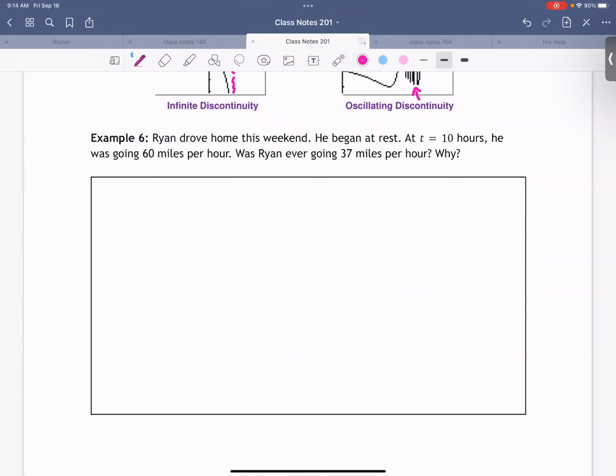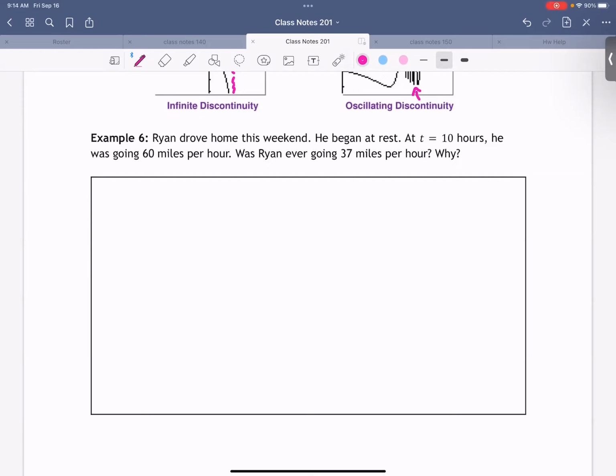But he began at rest. Let's say the car was at a resting point in the beginning. And he drove 10 hours. His home's actually like 3 hours away. But after 10 hours, he was going 60 miles per hour. Let's think about this. Was he ever going 37 miles per hour? Yes. Why? Yeah, like he's got to accelerate up to 60 miles per hour.